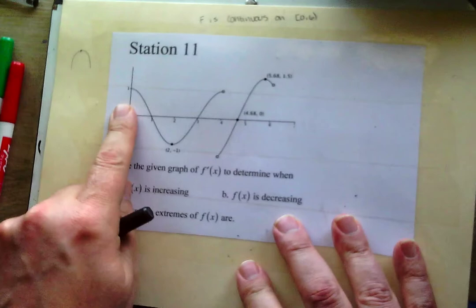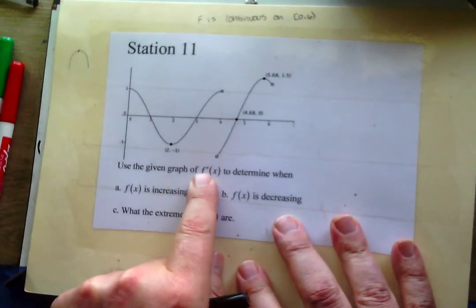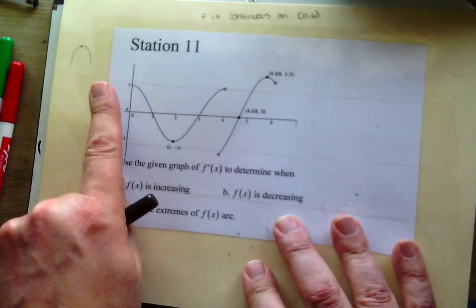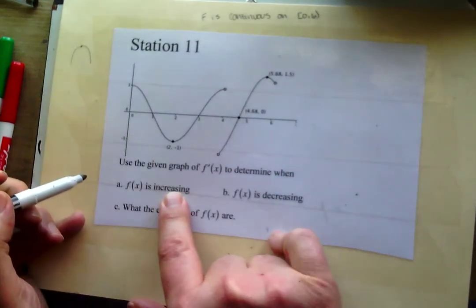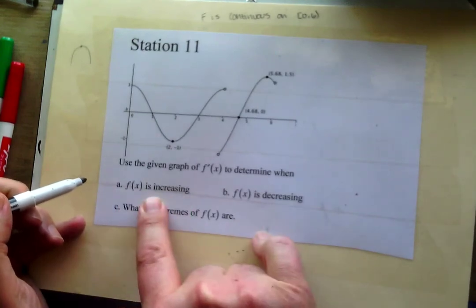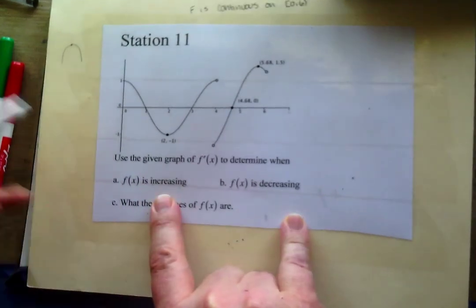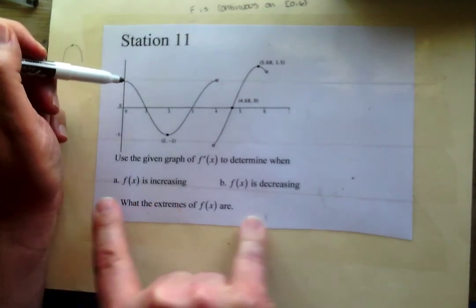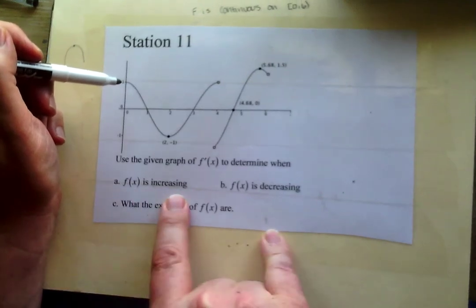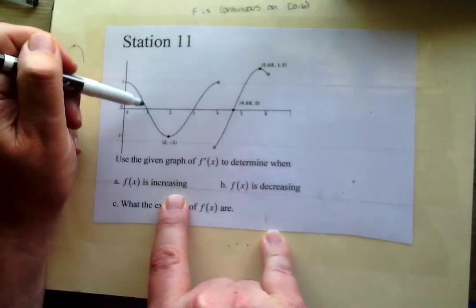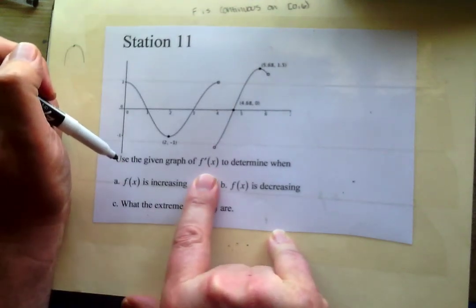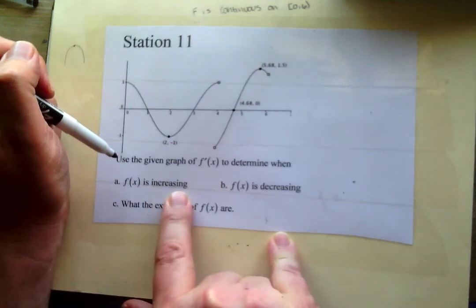So station 11 comes with this picture, and we are given the graph of f prime. These are the slopes of f. This is not f. f is increasing when f has positive slopes. This is a graph of f prime, the slopes of f. So the positive y values on this f prime graph will be the ones that tell me when f is increasing.